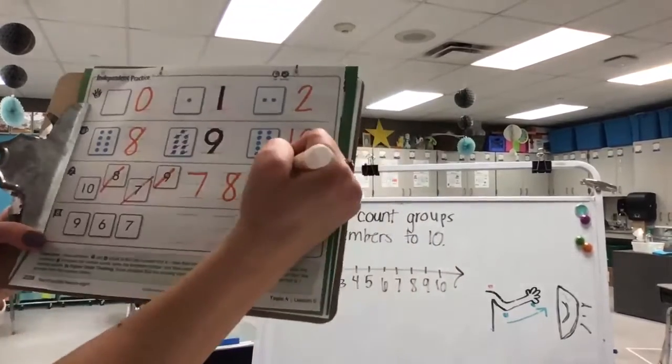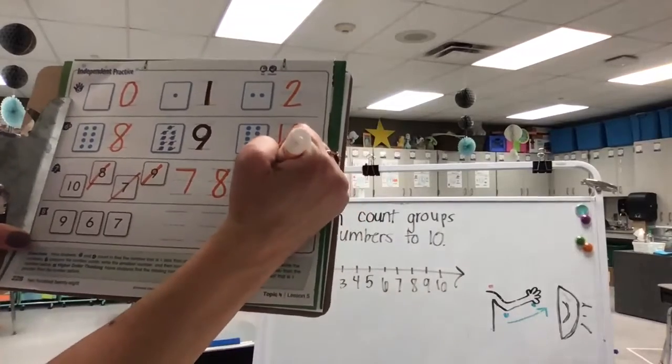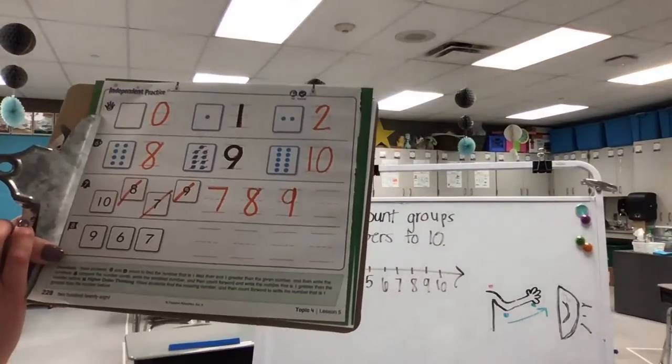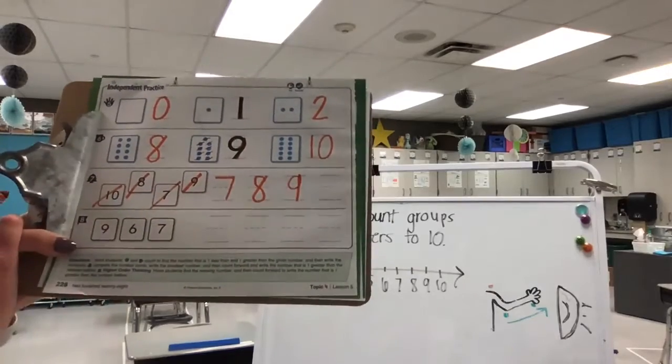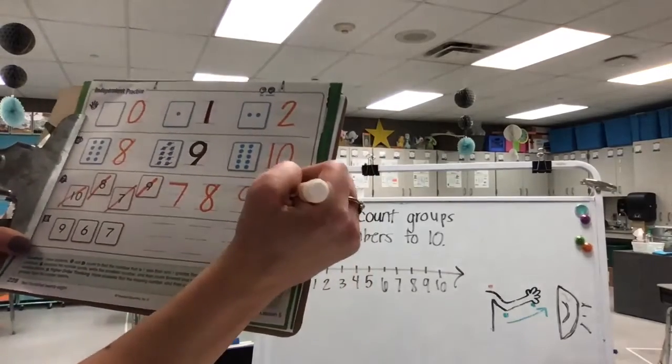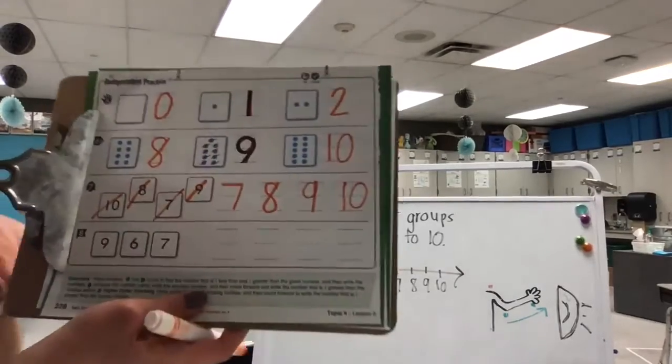9 is 1 more than 8. So let's write our 9. First a circle, then a line. That's the way to make a 9. And then lastly, I have 10. So I'm going to write a 1 and a 0 on the line.